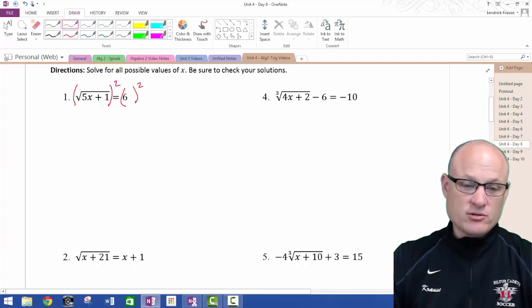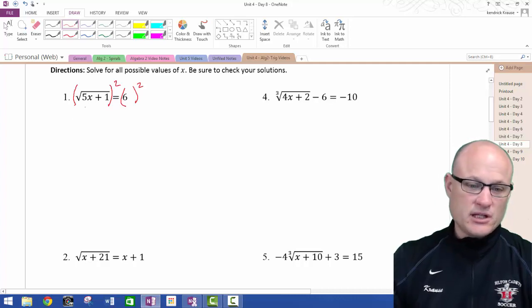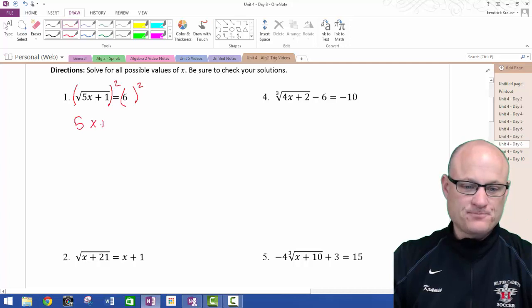A radical, a square root, and a square, they eliminate each other. Remember, the square root function, that exponent is really a half. So a half times 2 is just 1. So I end up with just 5x plus 1 equals 36. And now you solve this as you normally would. Subtract the 1, bring it over, you get 5x equals 35. Divide by 5, and I get x equals 7.